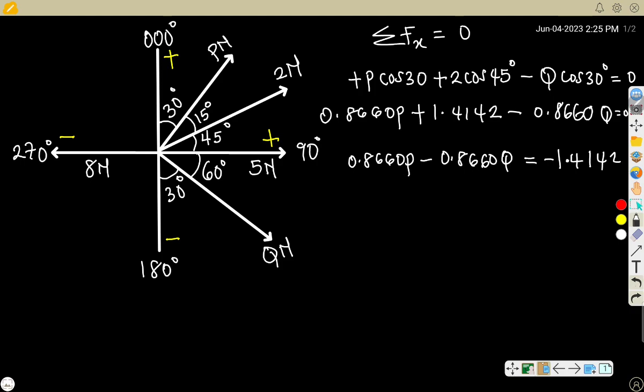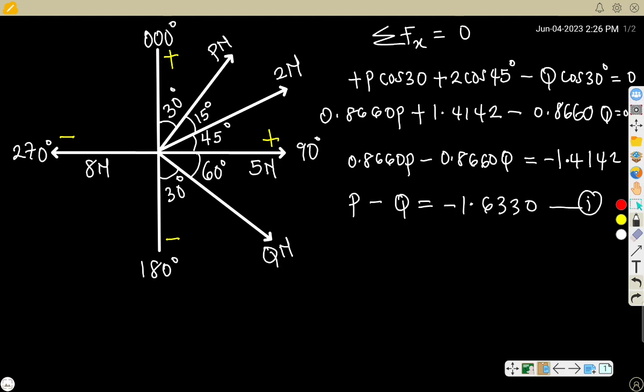If you divide this one by 0.8660, it will remain P. Then minus this one too by 0.8660, it will remain Q. Then 1.4142 divided by 0.8660, so that is 1, minus 1.6330. So this is equation 1. So we have formed equation 1.